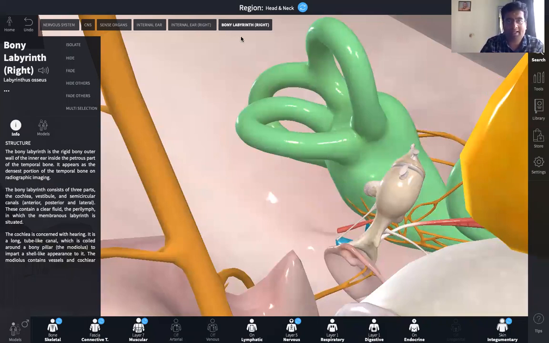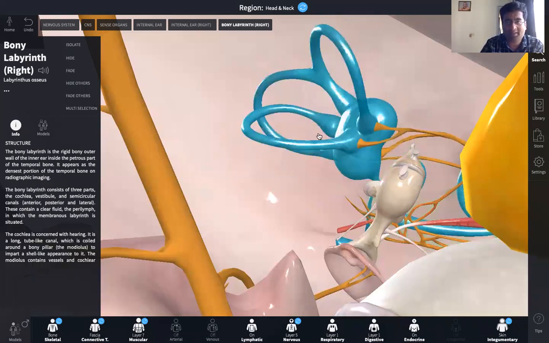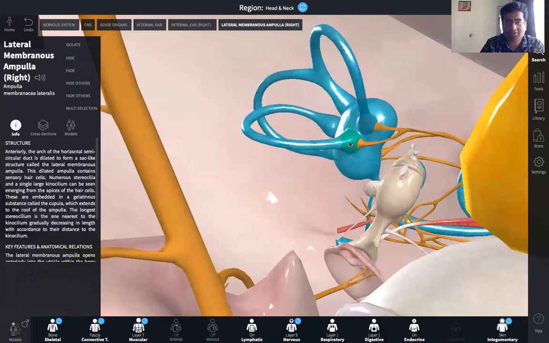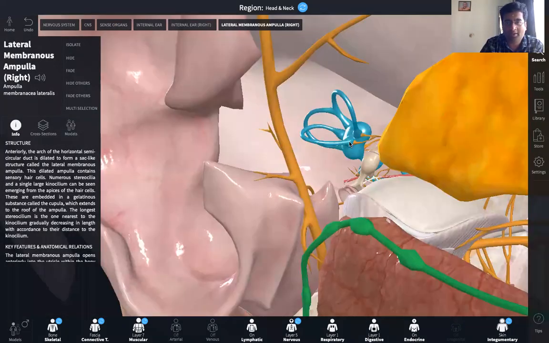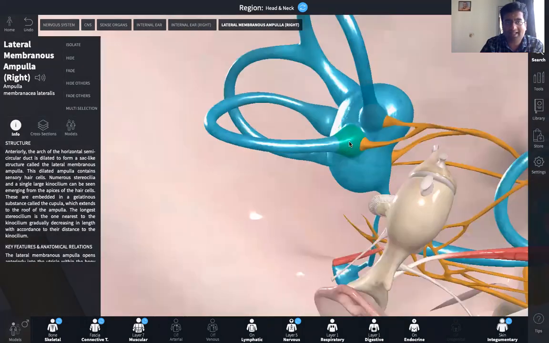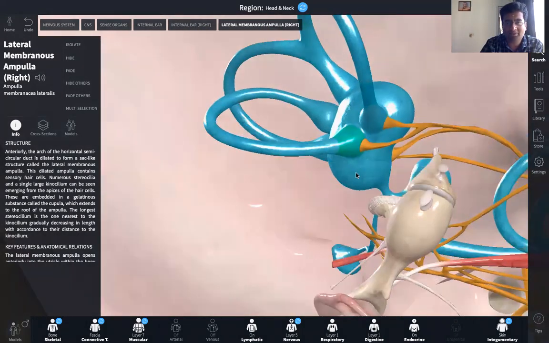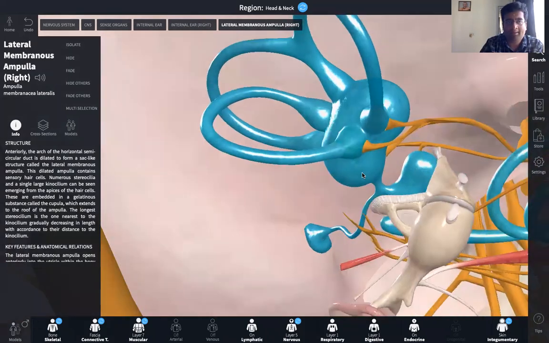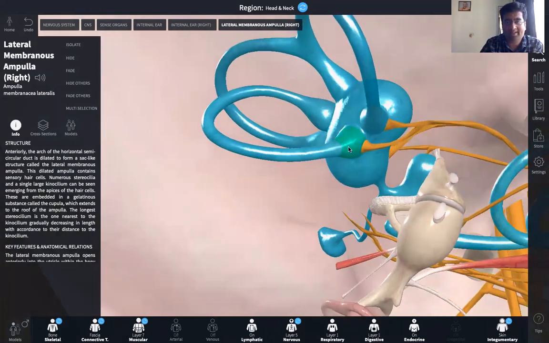So now let us have a slightly detailed look at the internal ear. You can see that the base of each semicircular canal is swollen, and that swollen base is called the ampulla. I repeat, that swollen base is called the ampulla. Now this ampulla has the sensory hair cells which can detect the changes in your body while it is in motion, and thus it helps in maintaining the dynamic equilibrium or dynamic balance.